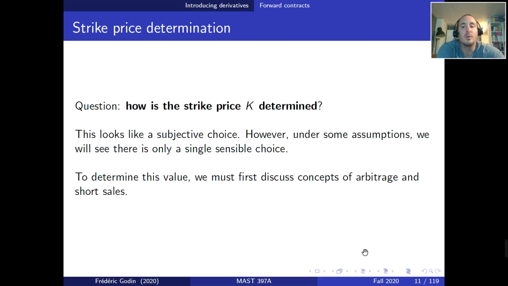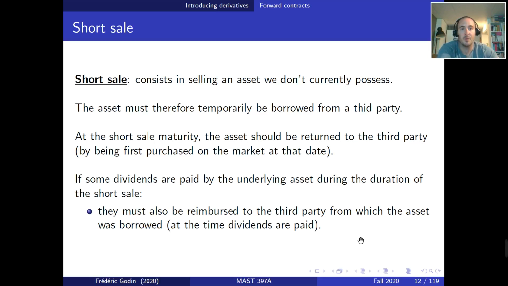Okay, so to discuss this value, first we will need to introduce some concepts, which are the concepts of arbitrage and short sales. So first, what's a short sale? A short sale consists in selling an asset you currently don't hold. Okay, so how do you sell something you don't have? Well, you first have to borrow it from a third party.